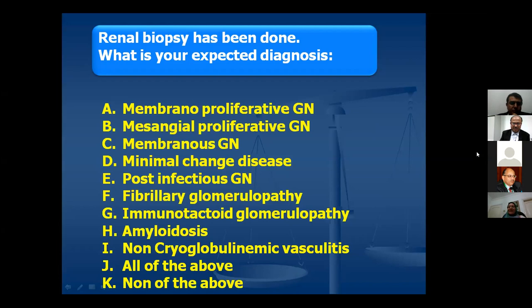Okay, go ahead, Hussein. Of course, if I have fibrillary glomerulonephritis, it is not nephrotic range; immunotactoid, non-nephrotic range; amyloidosis, I have more profound proteinuria, non-cryo.